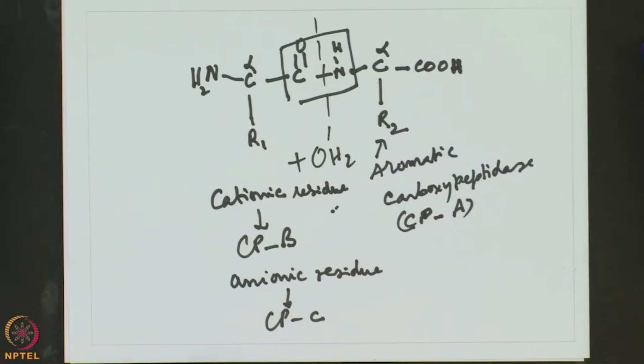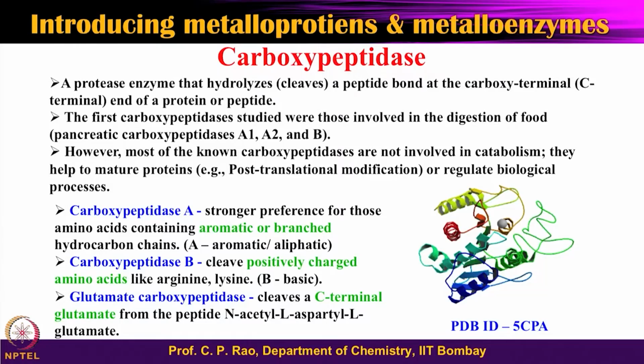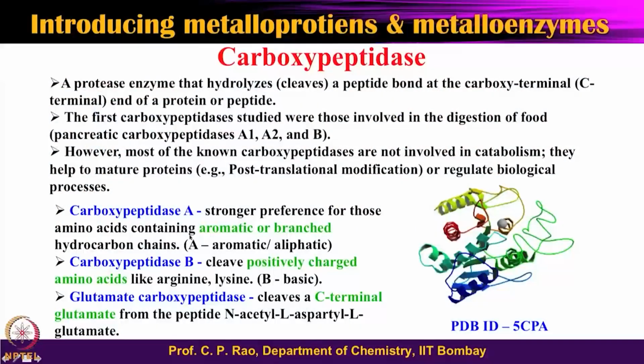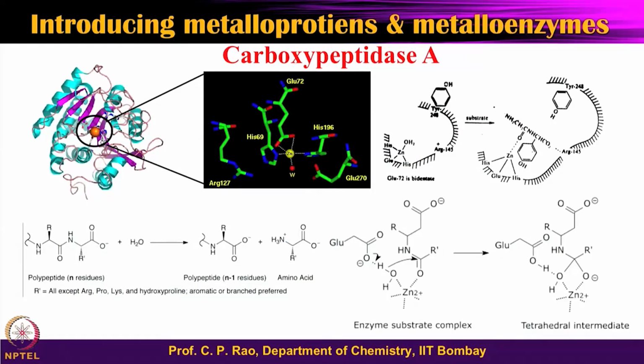So, now you understand there are three different types of peptidases: carboxypeptidase A, carboxypeptidase B, and carboxypeptidase C. All of these hydrolyze the peptide bonds at the carboxylic terminal, but depending upon what the neighbor residues are. If the neighbor residues are aromatic or branched aliphatic, then carboxypeptidase A. If you have a positively charged species as a side chain in the neighbor, then it is carboxypeptidase B. On the other hand, if you have an anionic species at the carboxylic terminal, then it will be carboxypeptidase C.